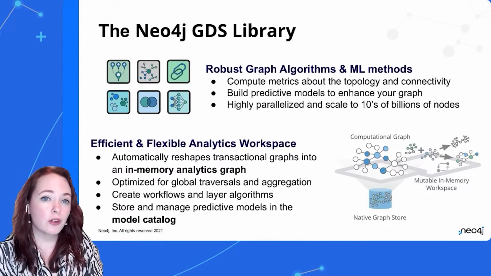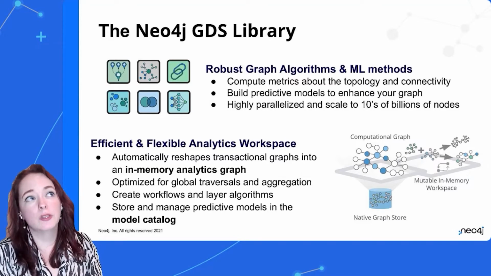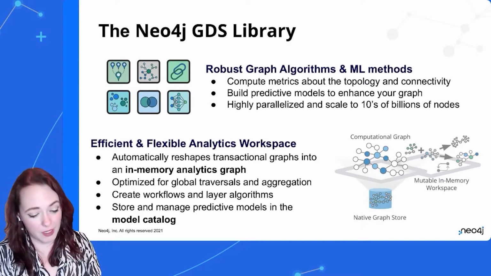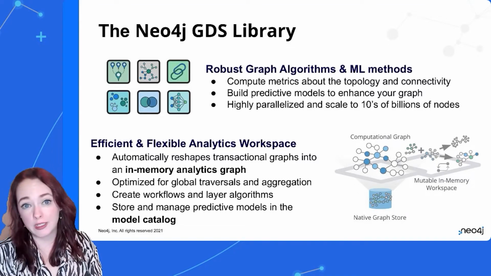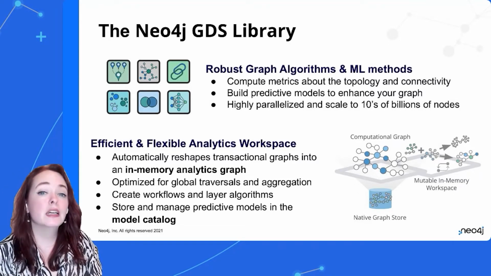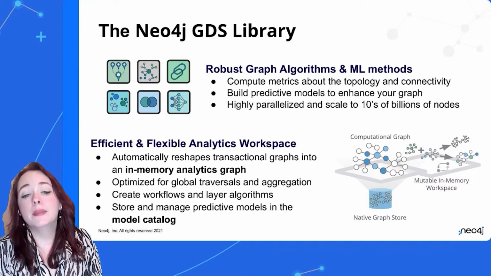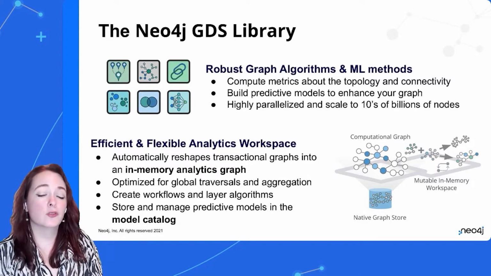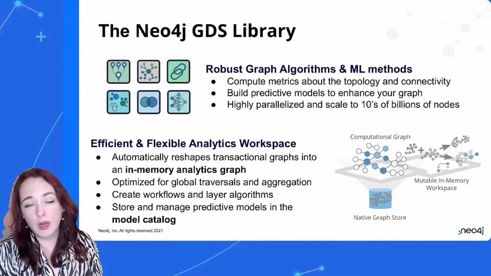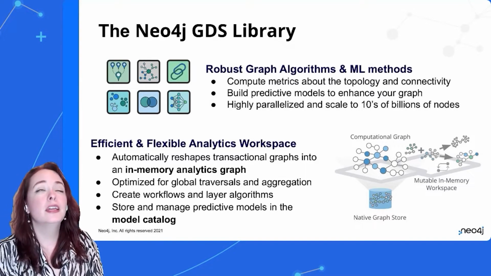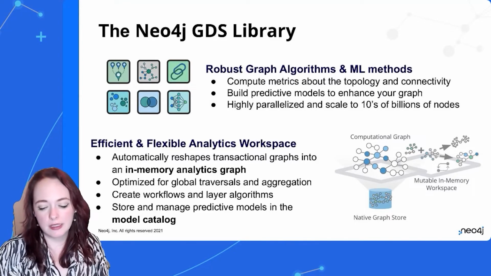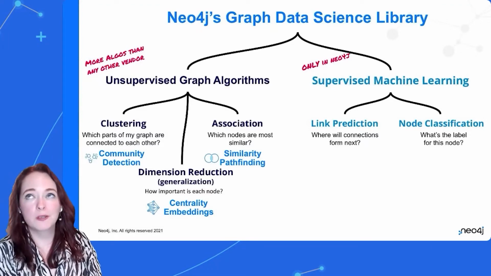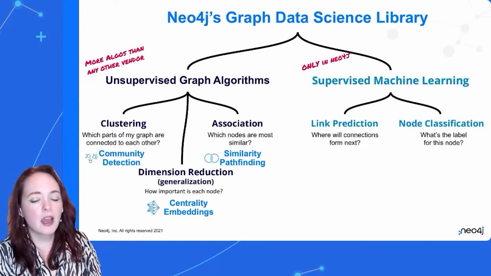We also offer our analytics workspace. And what that is basically the tooling to take your underlying data in your database, select what you want to do data science on, transform it, layer it, and make sense of it. This is all optimized for global traversals. It lets you store predictive models in our model catalog, and it's really about enabling you to do data science at scale.